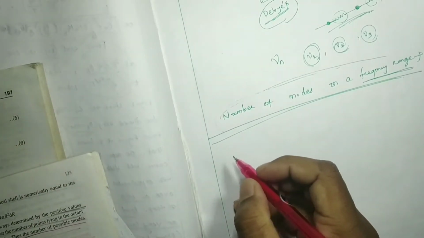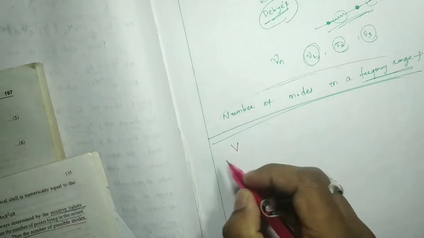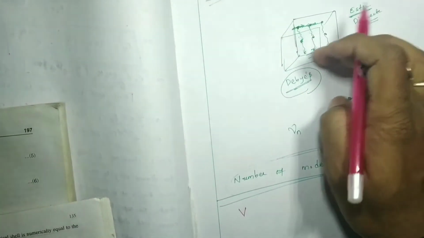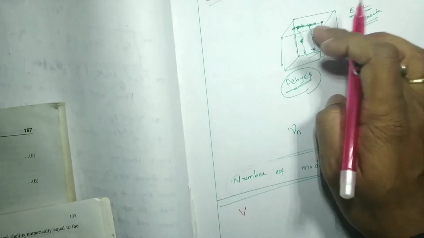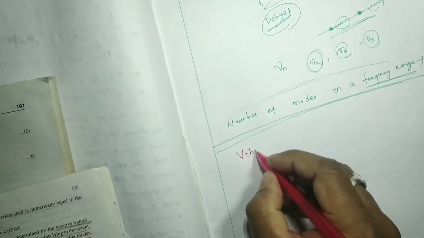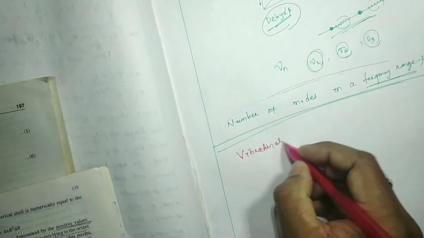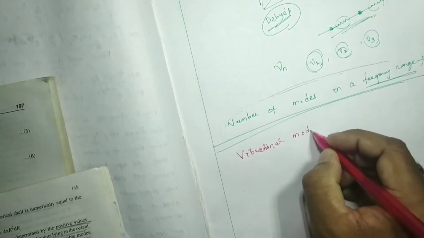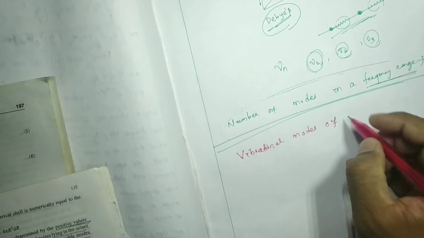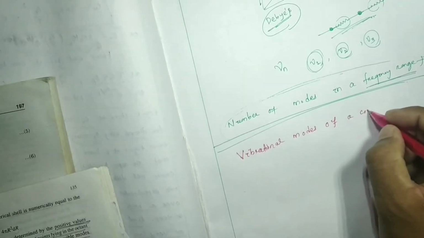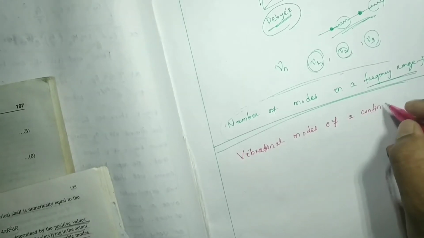So for this you put a heading, that is vibrational modes of a continuous medium. So here, when they are coupled with each other, it looks like a continuous medium. So for that you just put a heading: vibrational modes of a continuous medium.